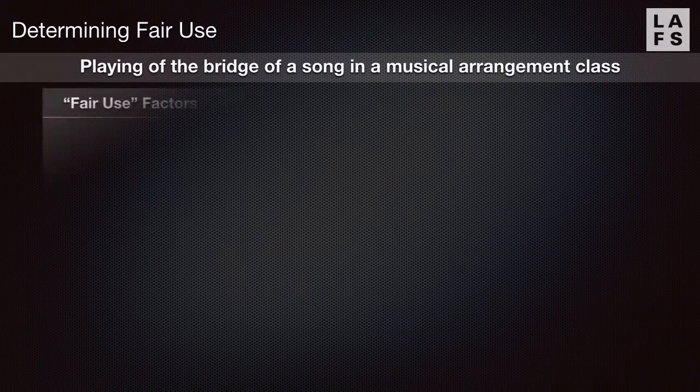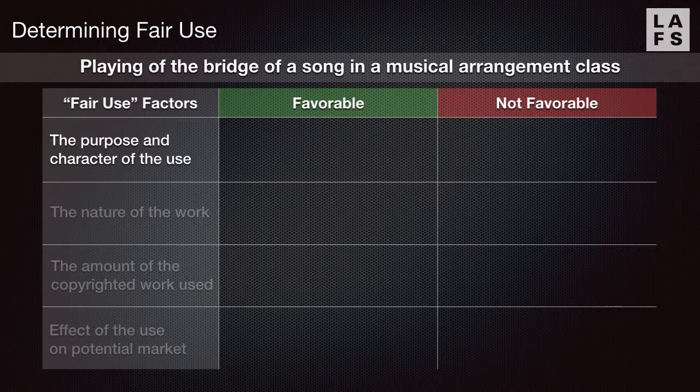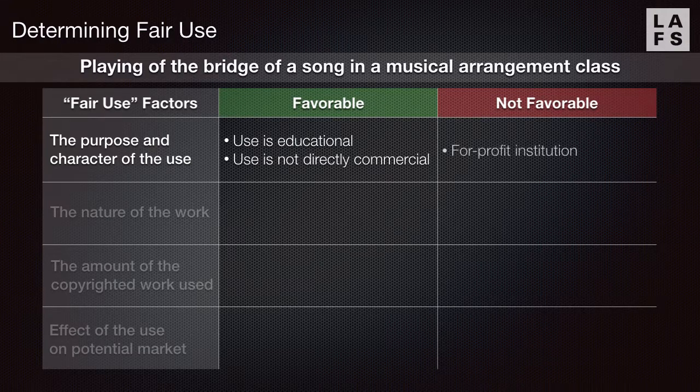Here's another example. The playing of the bridge of a song in a musical arrangement class. Well, the fair use factors, the purpose and character of the use. The use is educational. They're talking about musical arrangement. The use is not directly commercial, although it is a for-profit institution, and we do benefit by playing this because it's relevant. The nature of the work is entirely creative.